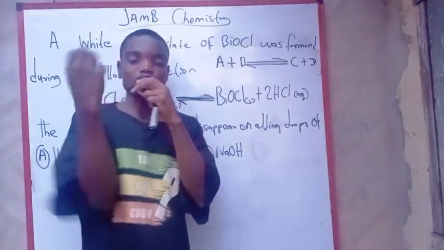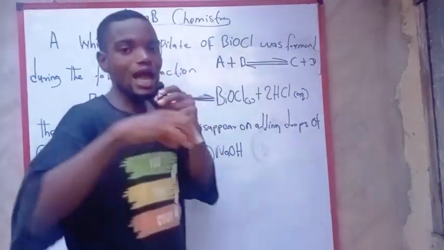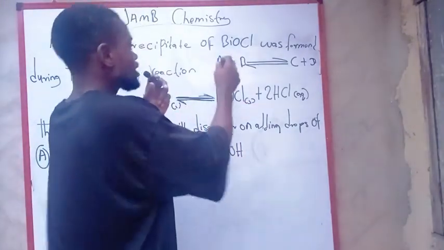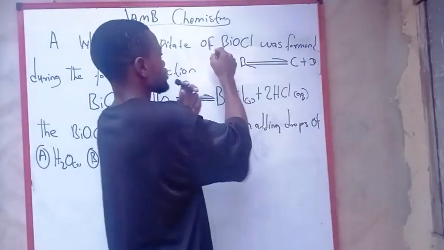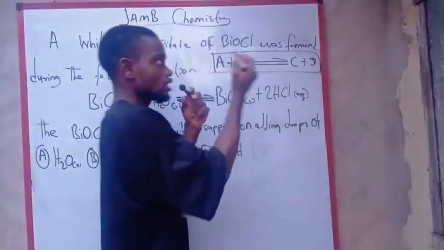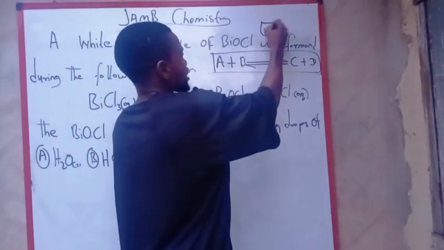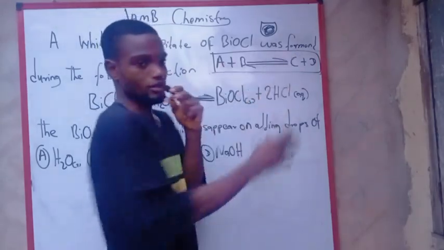But what do we mean by concentration? Concentration is the amount of a substance. Now, remember that A plus B giving you C plus D is happening in a container. Let's say this is a container. So you put in the reaction. This reaction is in a container, it's not just written.